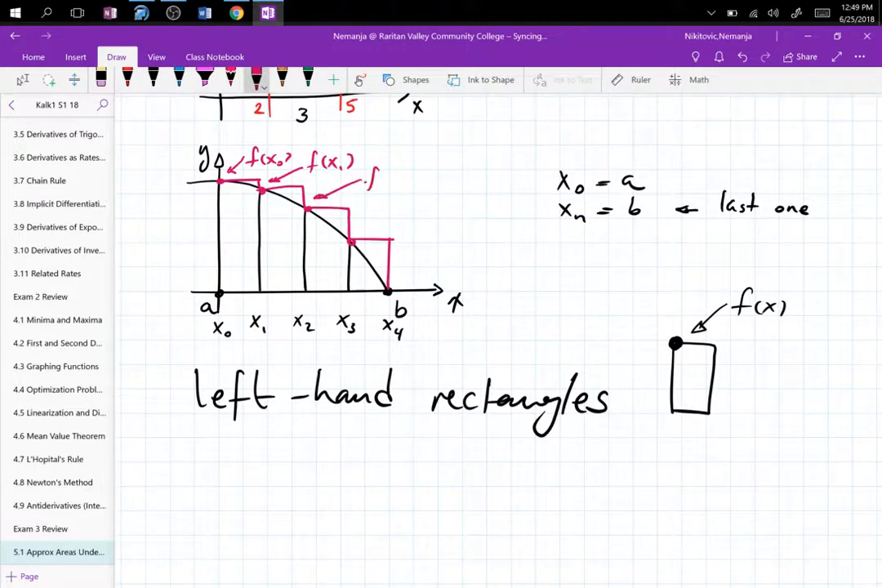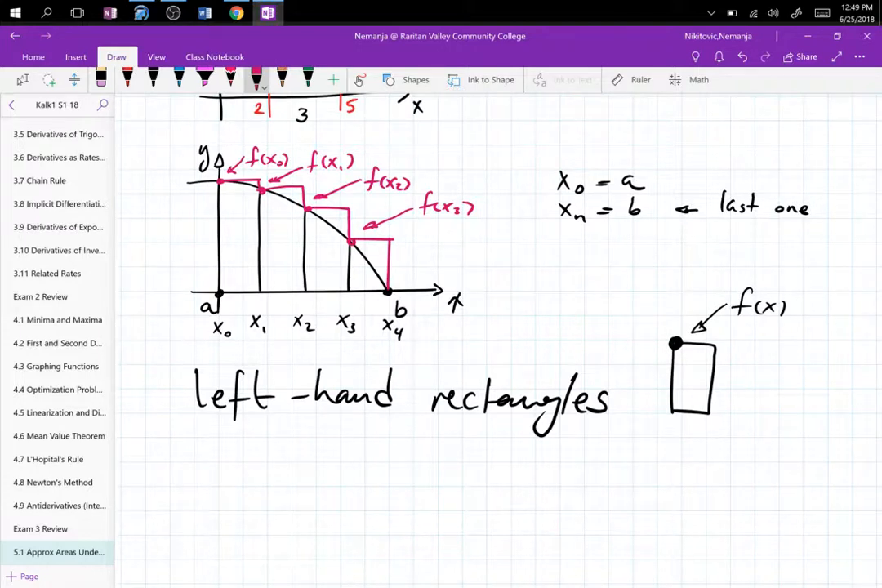Then this one over here is f of x2, the heights, and f of x3. So you can see that each one of these points is the height of the rectangle, meaning our y value. And we have the distance in between all of these, which is x1 minus x0 or x2 minus x1. They're all the same.